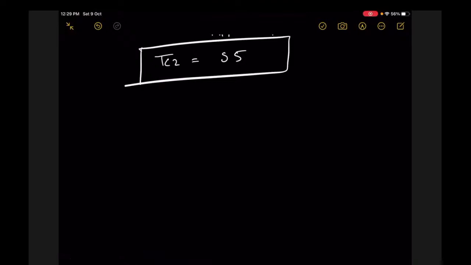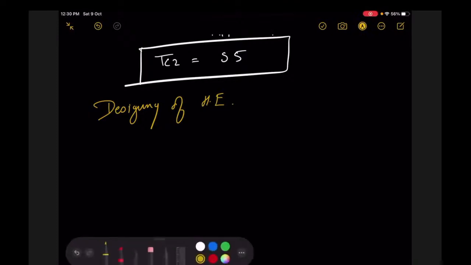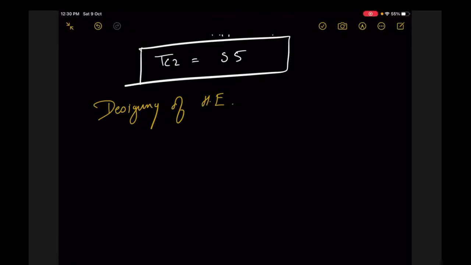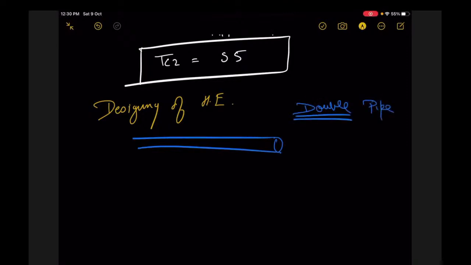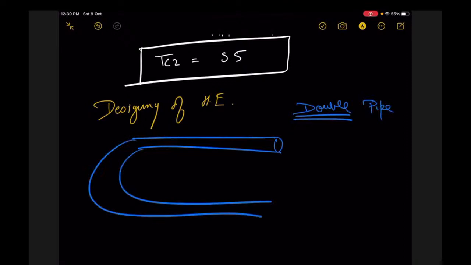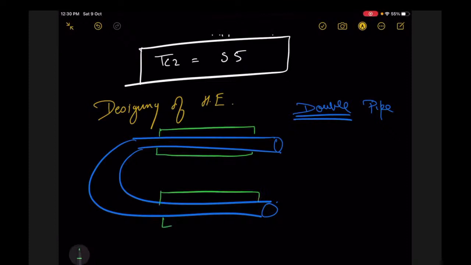Okay, now we will see some designing part. Designing of heat exchangers. In designing of heat exchangers, first we see the double pipe heat exchanger. In a double pipe heat exchanger, this is how we exchange heat.